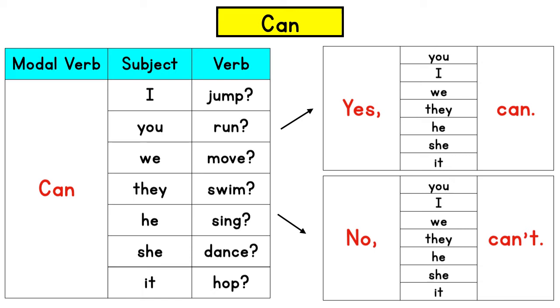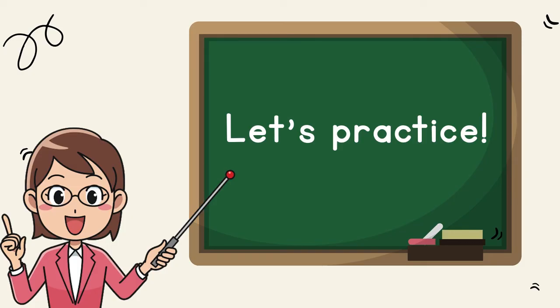For the others, it's the same. Can we move? Yes, we can. Can they swim? No, they can't. Can he sing? Yes, he can. Can she dance? No, she can't. Can it hop? Yes, it can. So you have to pay more attention to the question, can I or can you, and the answer. So let us do some exercise.